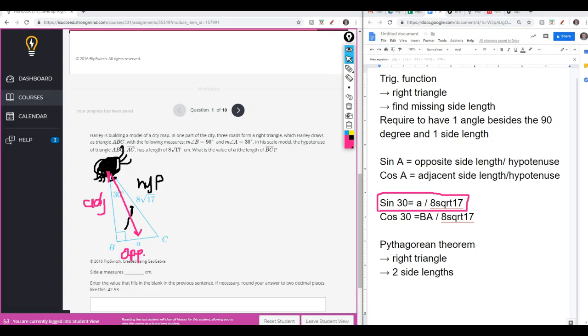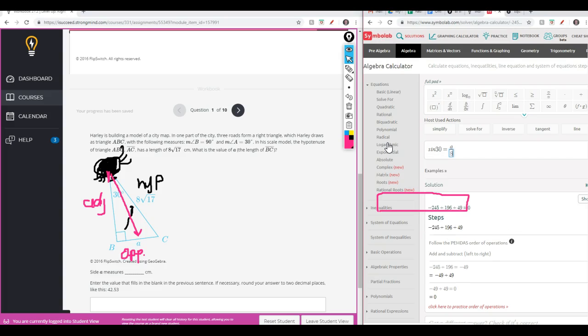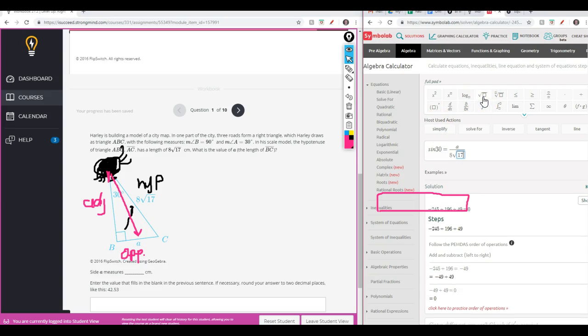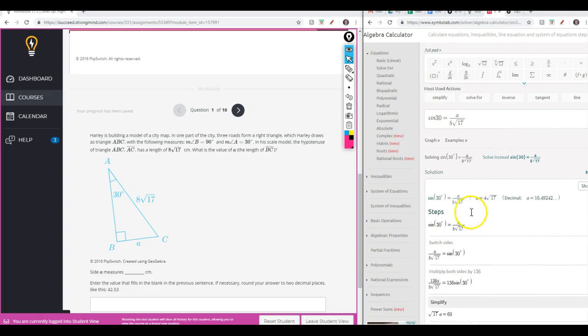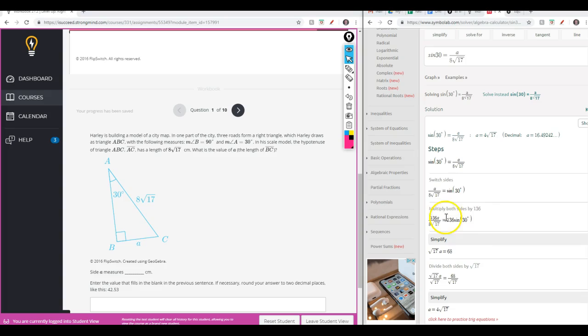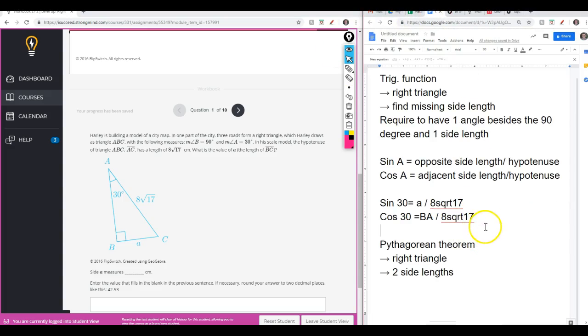So I'm actually going to jump over to Symbolab and type in sine of 30 is equal to a divided by 8 square roots of 17. If you hit go, here are the steps. It says to switch sides. You don't necessarily have to switch sides. Okay, I don't like these steps. I have a way that will show you quicker. Their way is correct. It's just kind of a long roundabout way.